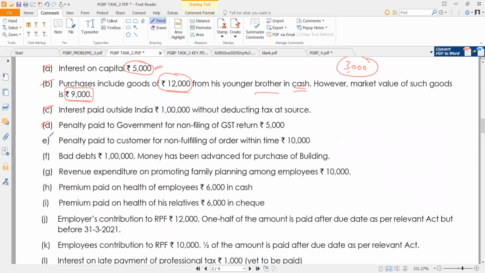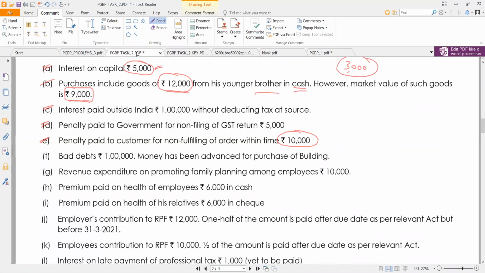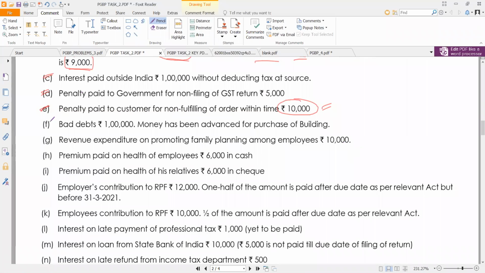Penalty paid to customer for not fulfilling an order within time, 10,000. There is no disallowance here. We don't need to worry about that because there is not a contravention of law. It is only that we could not deliver to the customer on time. According to the agreement between the customer and ourselves, there is a penalty. So that is not a contravention of law. So this 10,000 is allowed as deduction. That should not be disallowed. That is a point to be noted.